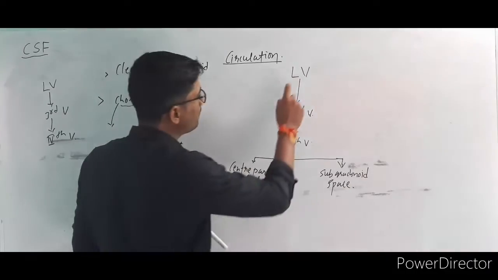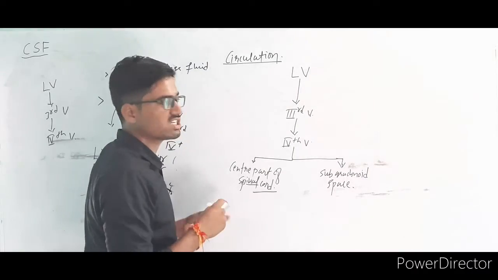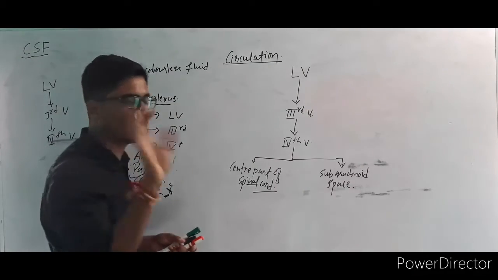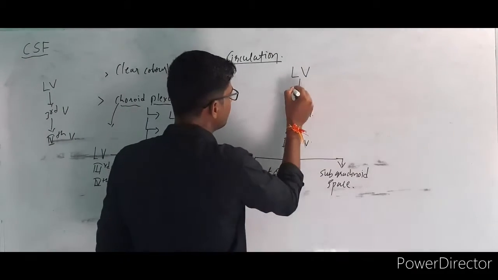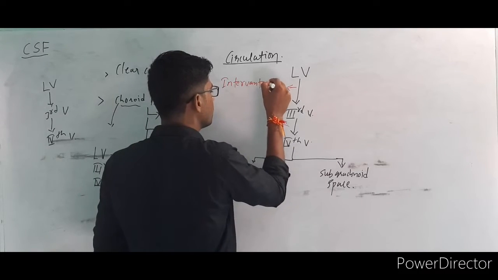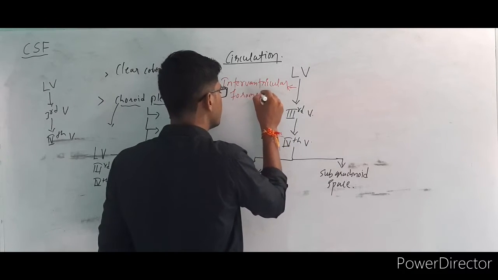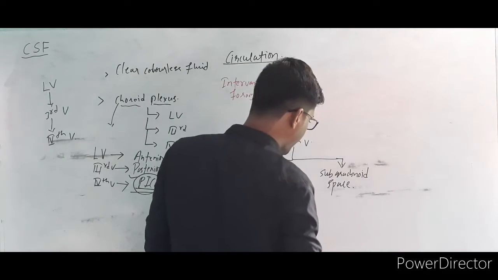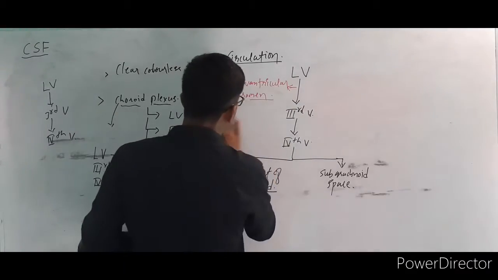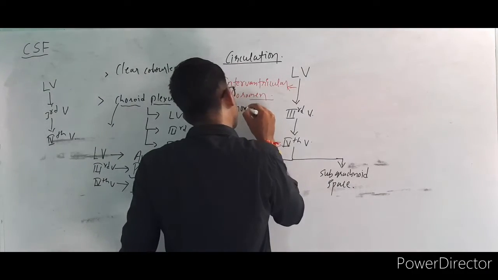What you have to remember: this is the lateral ventricle and the third ventricle. There is a communication between the two ventricles called the interventricular foramen, which is also called the foramen of Monro.